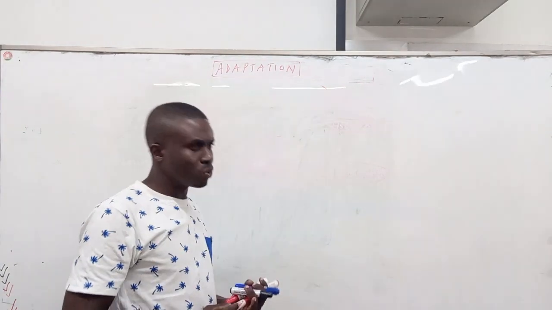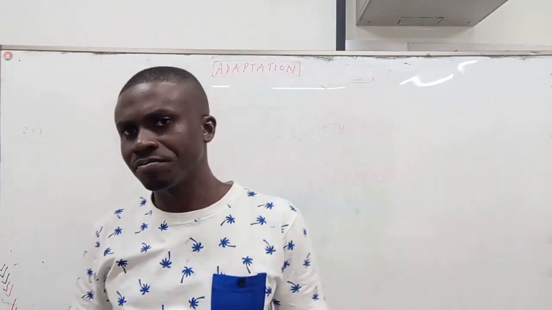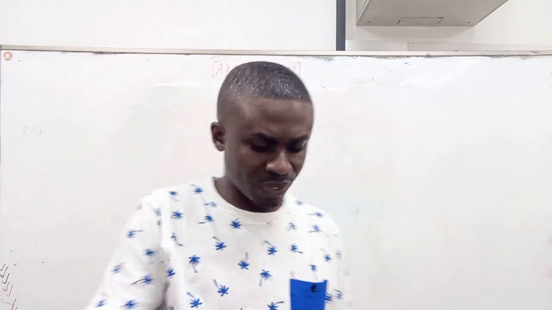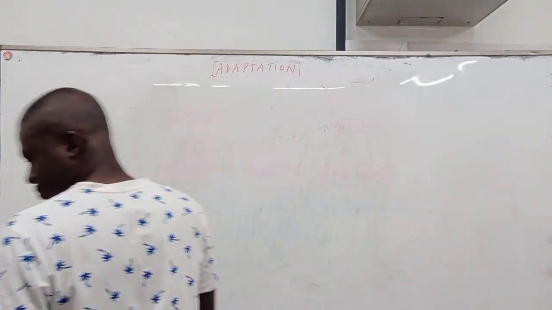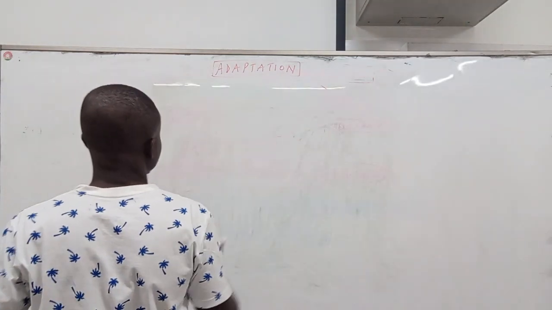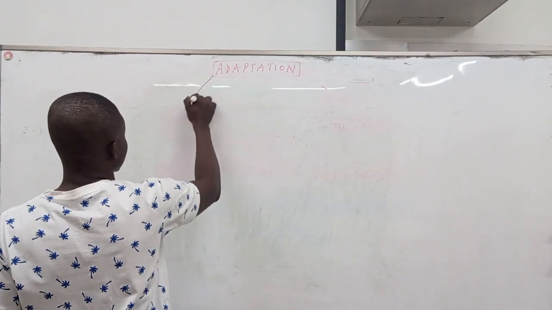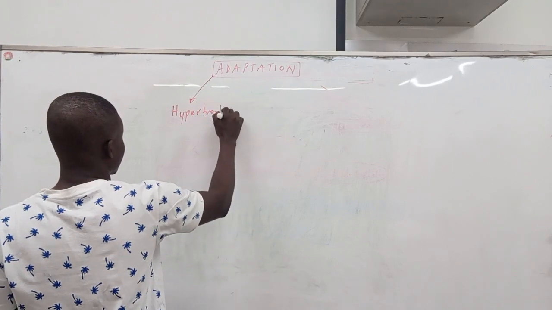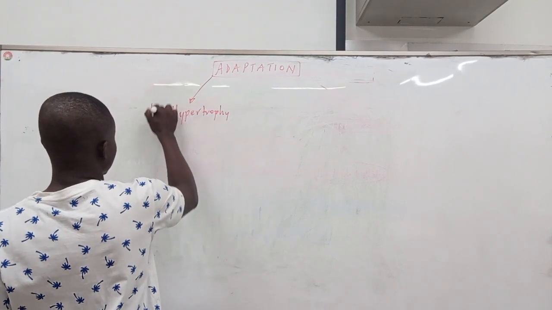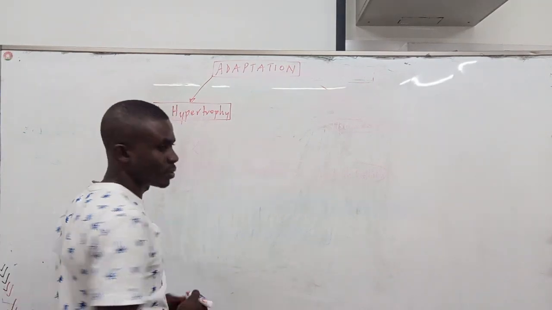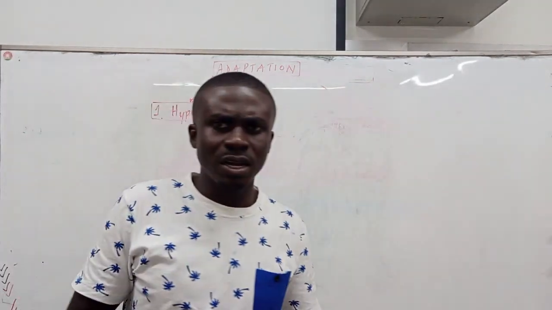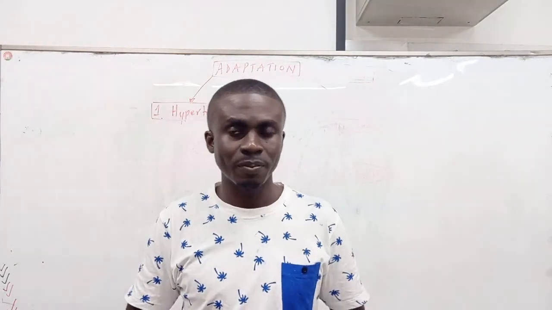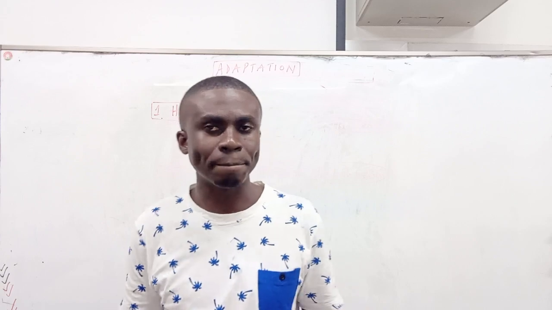And the adaptations we want to talk about, the first one is what we call hypertrophy. Hypertrophy. The word hyper has to do with increase, and trophy has to do with the size. The size becoming larger, like hypertrophy, becoming larger.